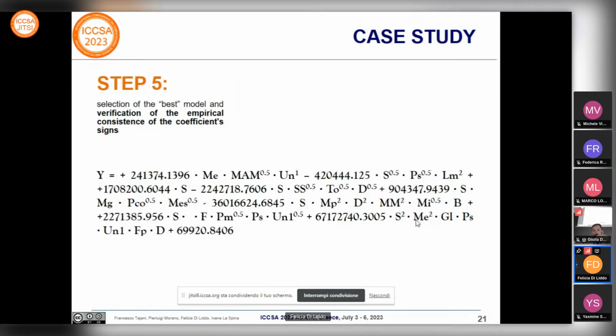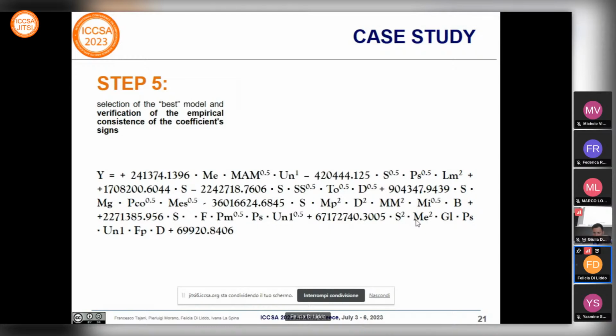So, among the several models defined by the technique, the choice of the best one has been carried out taking into account the statistical performance level, the complexity of the algebraic expression, and the empirical consistency of the coefficient signs. In general terms, this step is fundamental for the analysis, as it allows the user to select the model for the sum of the functional relationships between the variables and the total selling prices.